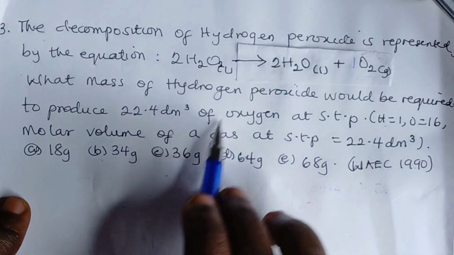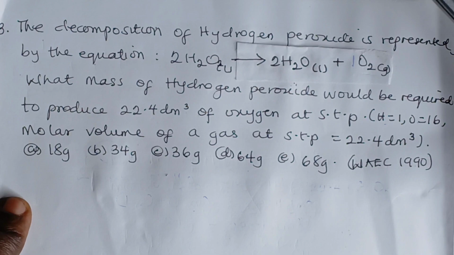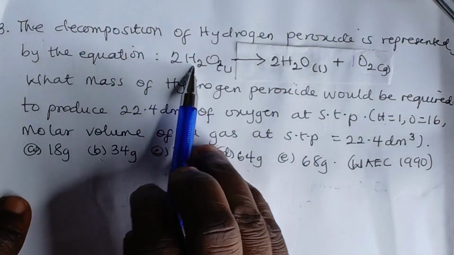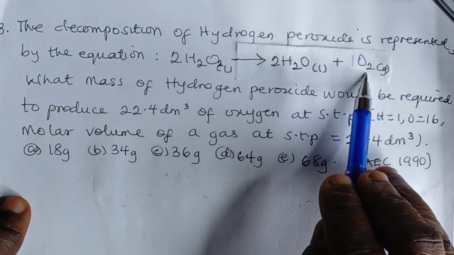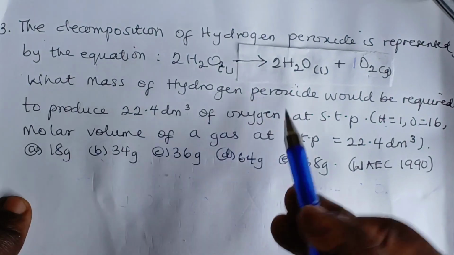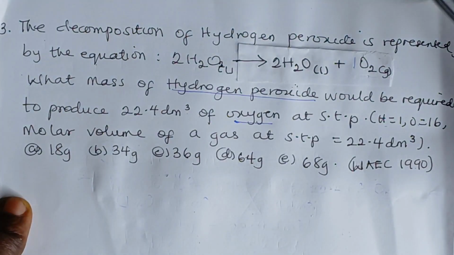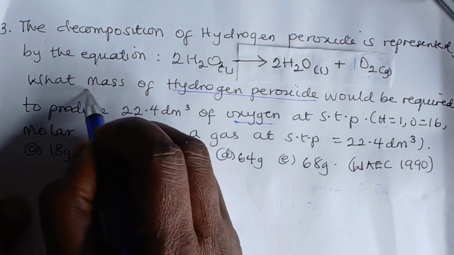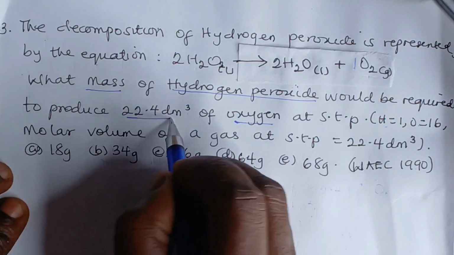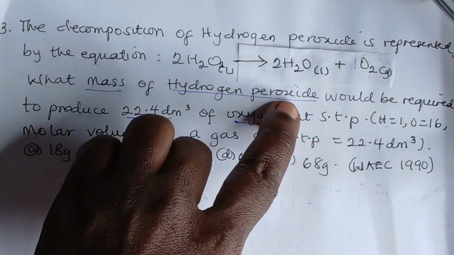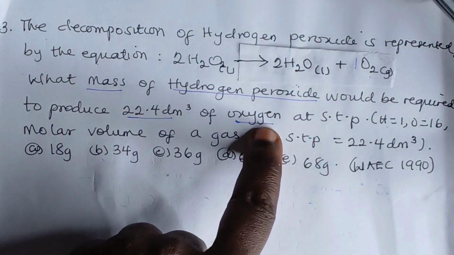So the two compounds we are working on here are hydrogen peroxide and oxygen. That's the first thing you need to identify: hydrogen peroxide here and oxygen. That's what we are working on. So the next thing, what parameter are we using? Mass and volume. Mass of hydrogen peroxide, then volume of oxygen.